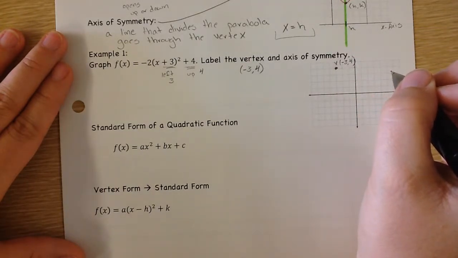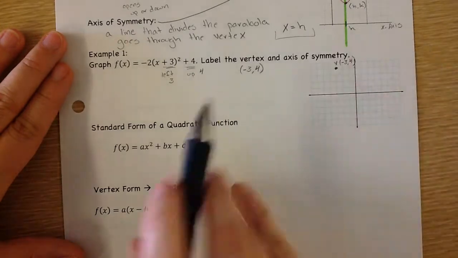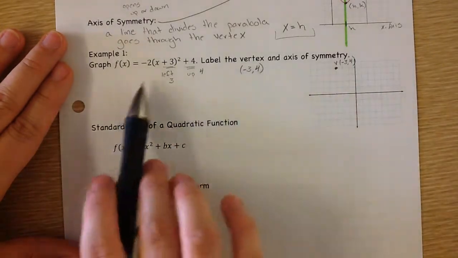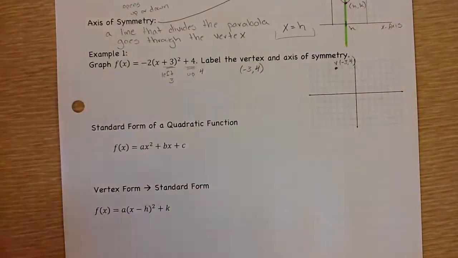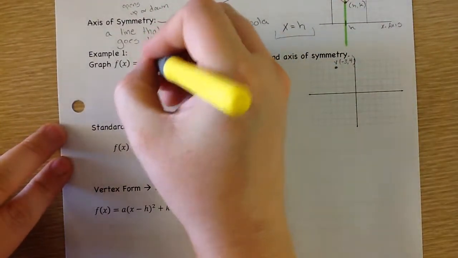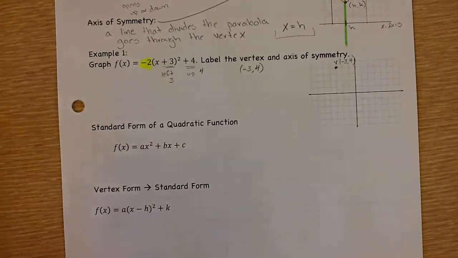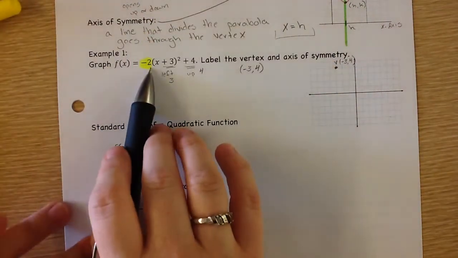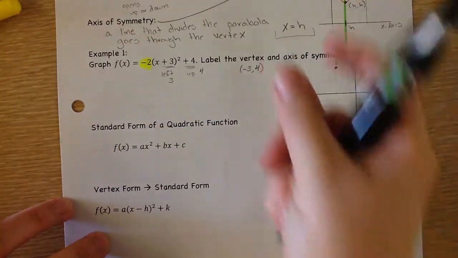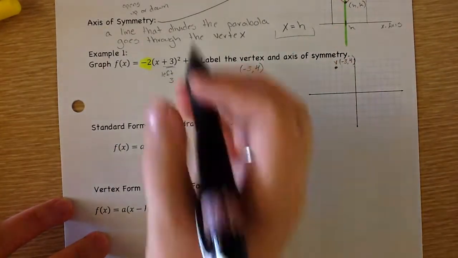Now if we go and graph this, to help us get an idea of how it's going to look, we can look at this negative 2 out front. I can tell from the negative 2 that the 2 is going to do a vertical stretch. So this is going to stretch it, and it's going to be skinny because it's vertically stretching it.